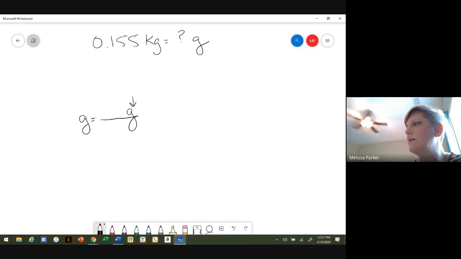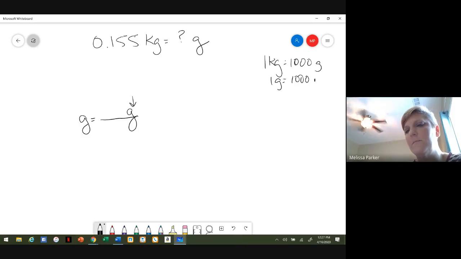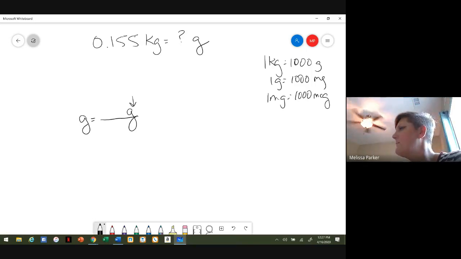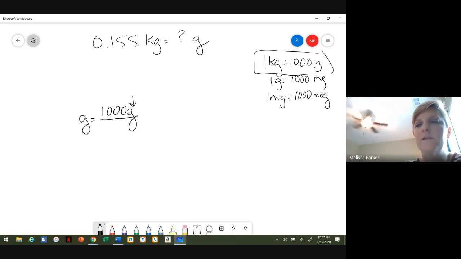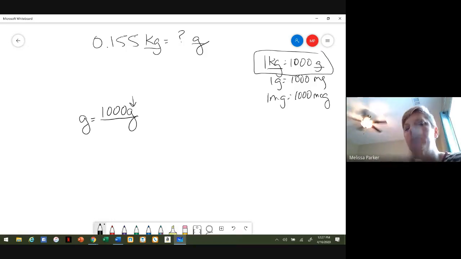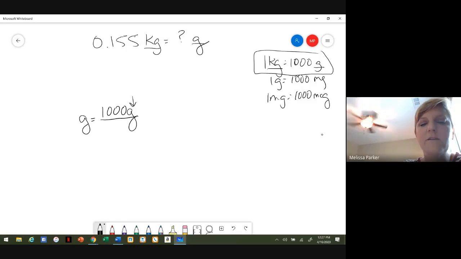So your conversion chart is the 1 kilogram is 1,000 grams, 1 gram is 1,000 milligrams, 1 milligram is 1,000 micrograms. Okay, so what do I plug in right here? Yes, we're going to plug in 1,000, right? Because we're going to use this one, because this one has grams and this one has kilograms. So I have a conversion that has both those units in it. So I'm going to use that. Okay, so what goes down here?